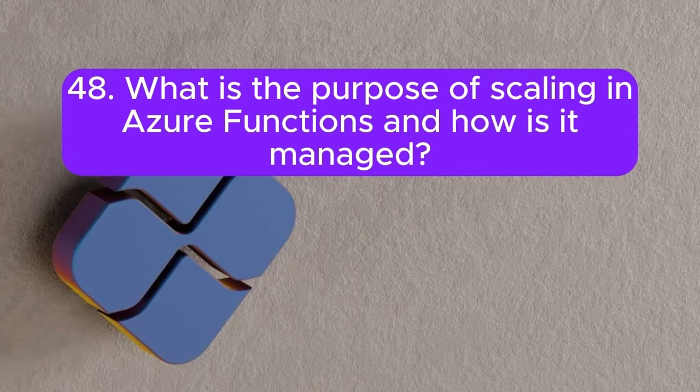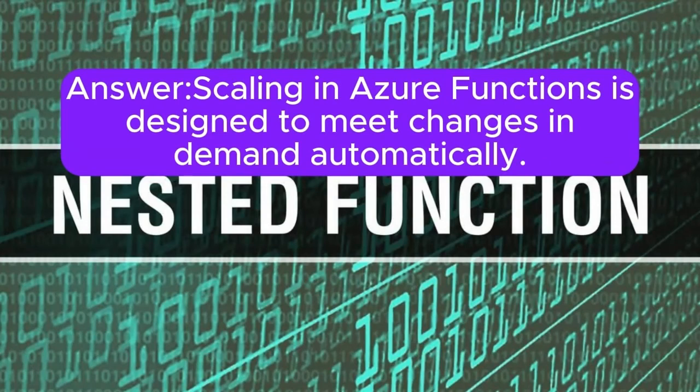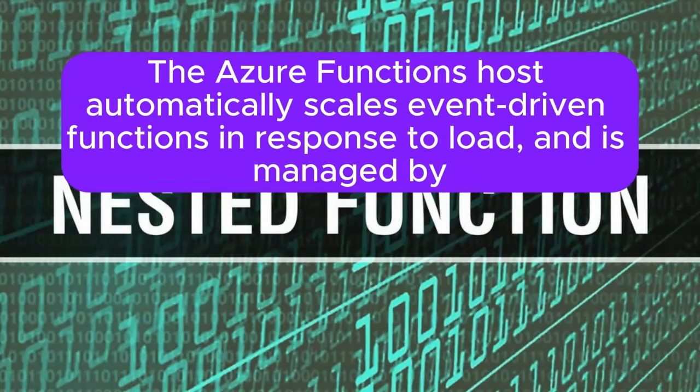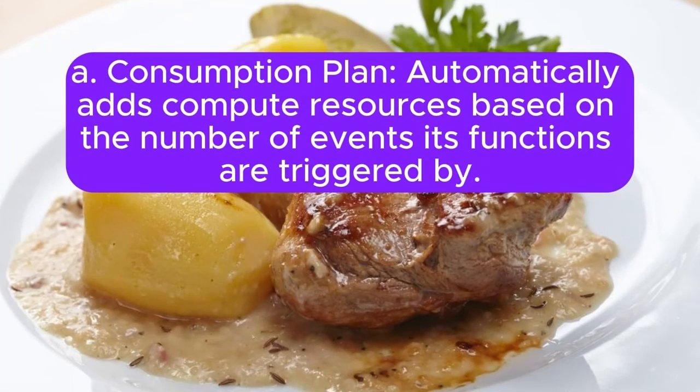48. What is the purpose of scaling in Azure Functions, and how is it managed? Answer: Scaling in Azure Functions is designed to meet changes in demand automatically. The Azure Functions host automatically scales event-driven functions in response to load, and is managed by: A. Consumption plan, which automatically adds compute resources based on the number of events its functions are triggered by.